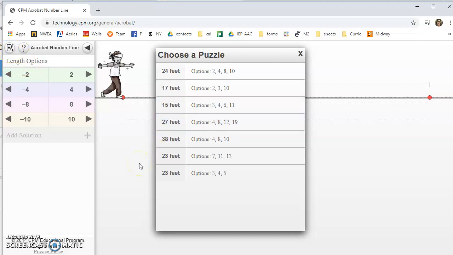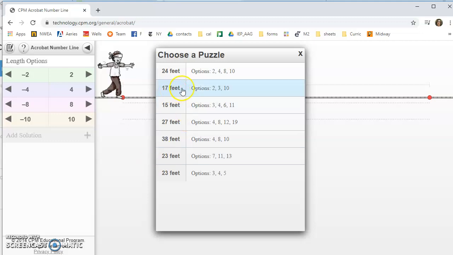Choose puzzle, and there are 7 puzzles here. You're going to do all 7 puzzles, play around with it, look at Cecil moving backwards and forwards. Try to make it to the exact length of 24 feet for the first puzzle, 17 for the second puzzle, etc. The last two puzzles both go 23 feet, but they have different hops.